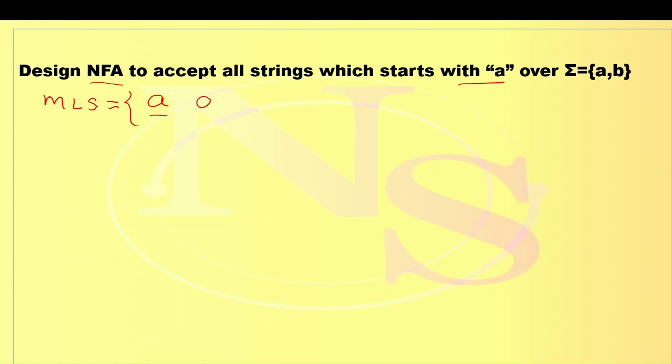Once the string starts with A, after this A another A may come or B may come, because the string is starting with A. Or it may happen that multiple A's may come, or multiple B's can come, or a combination of A and B can come. It doesn't matter because the string is starting with A. So based on this, start designing the automata.